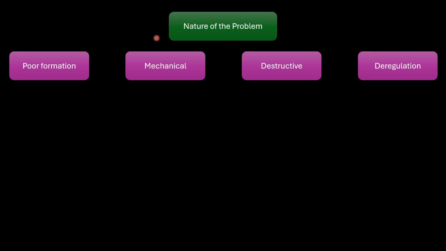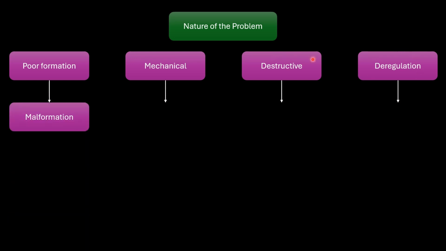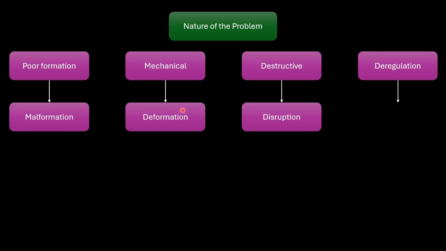How do we classify that? We have to first think what is the nature of the problem in the child. Is it poor formation of tissues, is it mechanical, is it destructive, or is it deregulation? You can think of the answer easily. If the problem is poor formation of tissues, it comes under malformation. If the problem is mechanical, it comes under deformation. If the problem is destructive like vascular or infectious, it comes under disruption. On the other hand, if the problem is deregulation or lack of normal organization, it comes under dysplasia.